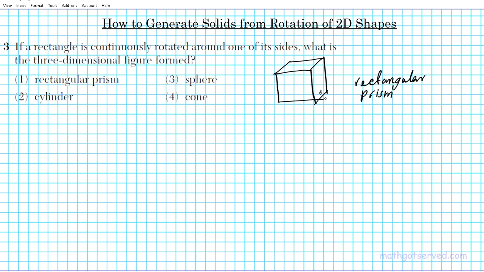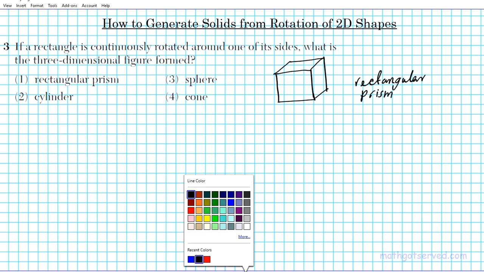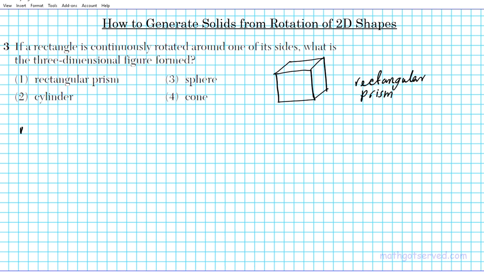It's just like a box, okay? Like if you go shopping on Amazon and they ship you your product in a box, in most cases the box you get is a rectangular prism. All right, so you can never get this as a result because it does not have a circular outline. So option 1 is not the answer.